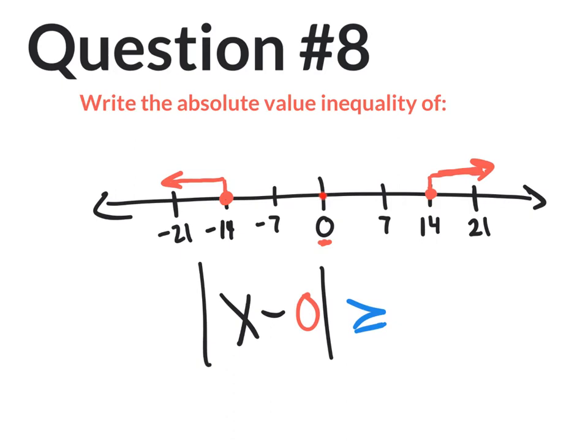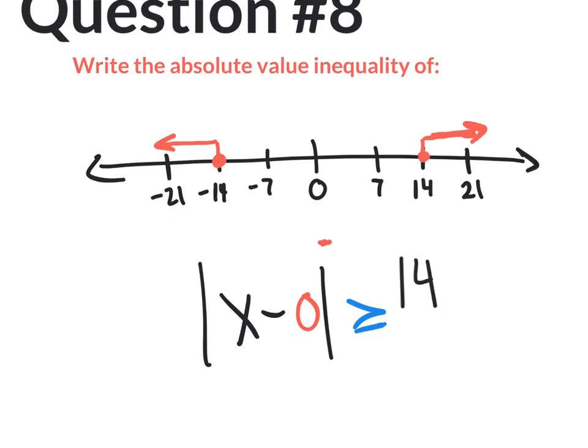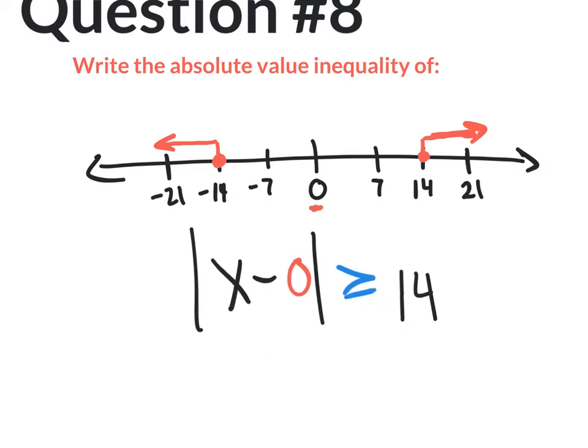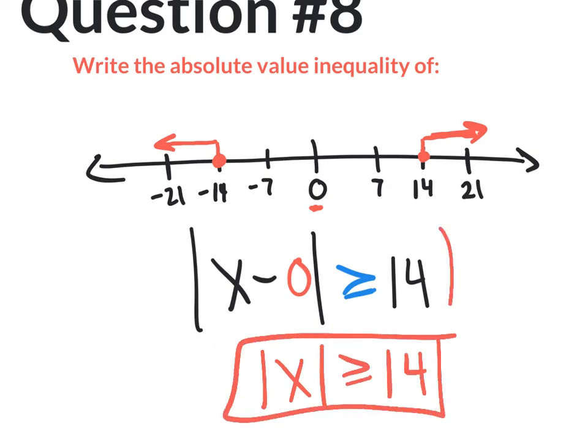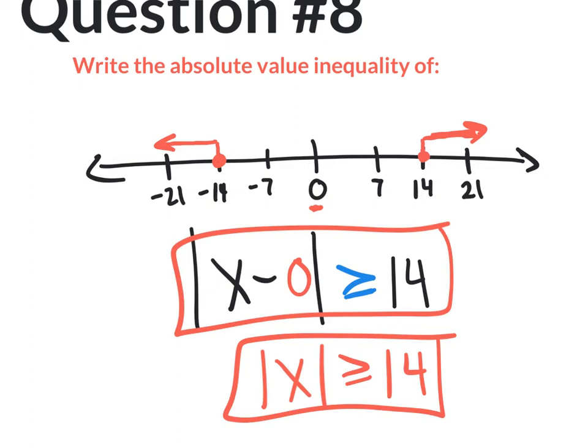No, wrong. It's not 2. It's actually 14, right? So 14 over here. Now the only other thing you could do to make this look a little bit nicer is to simplify it. So you could say absolute value of x is greater than or equal to 14. Now if you left it with the x minus 0, I'd still give you full credit. But it's nicer when it's just the absolute value of x is greater than or equal to 14.